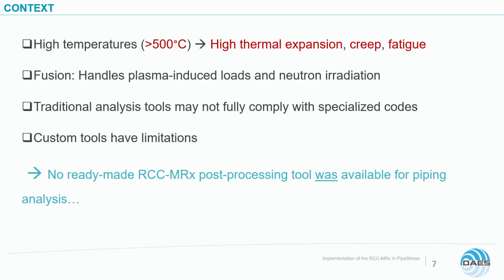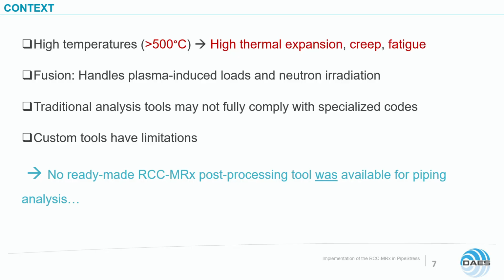So the biggest problems we have to solve in high temperature, of course, are the high thermal expansion issues, and the creep, fatigue, and creep-fatigue issues that appear at these temperatures. We also have to handle other loads like neutron irradiation. We also have to comply with the regulatory codes, which was not the case for the RCC-MRX up to today. So we had to build our own custom tools, which are not that efficient and don't provide the qualification and validation necessity. We had no tool available on the market to do that.